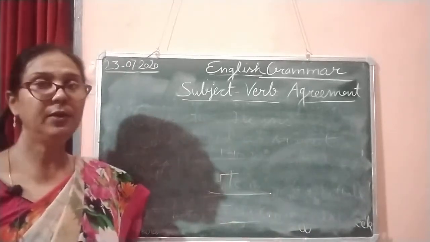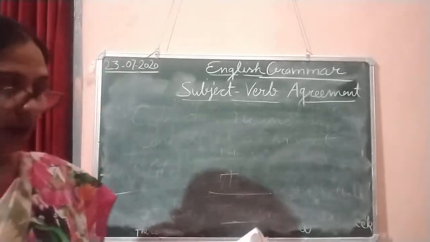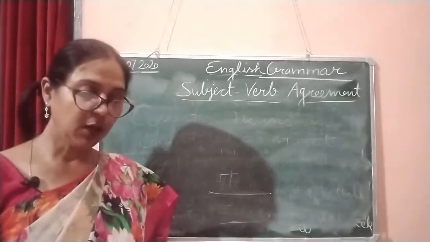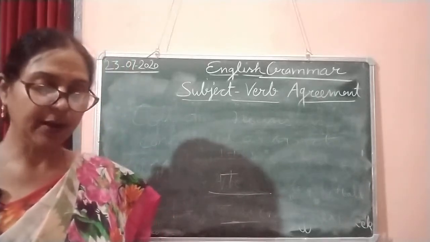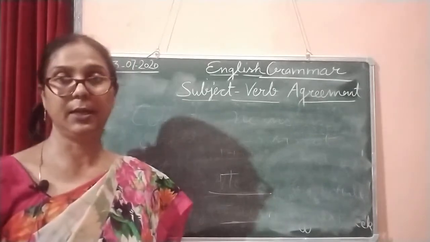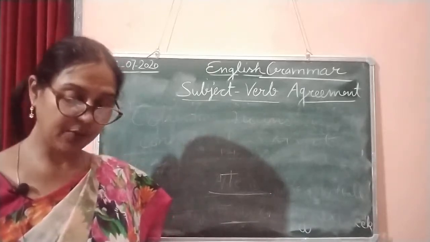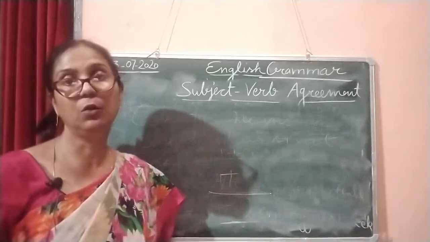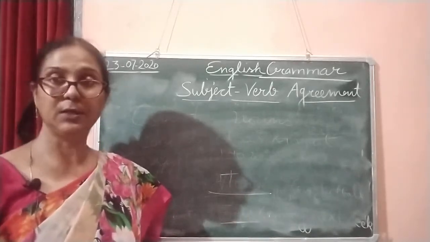Now after solving these points, we are here to solve exercise number B. Use the correct form of the verbs given in the brackets to complete the sentence. This exercise you can find on page number 57 in your Mastering Grammar book. So here we are going to solve this.